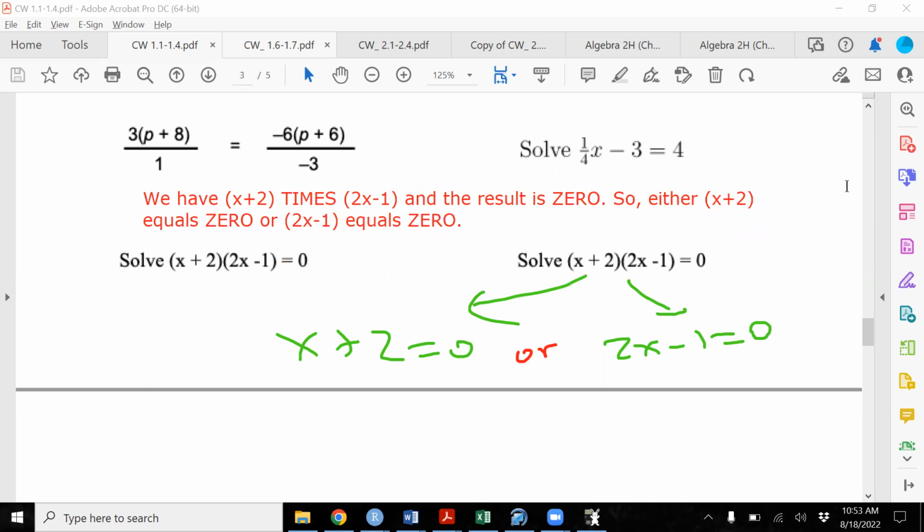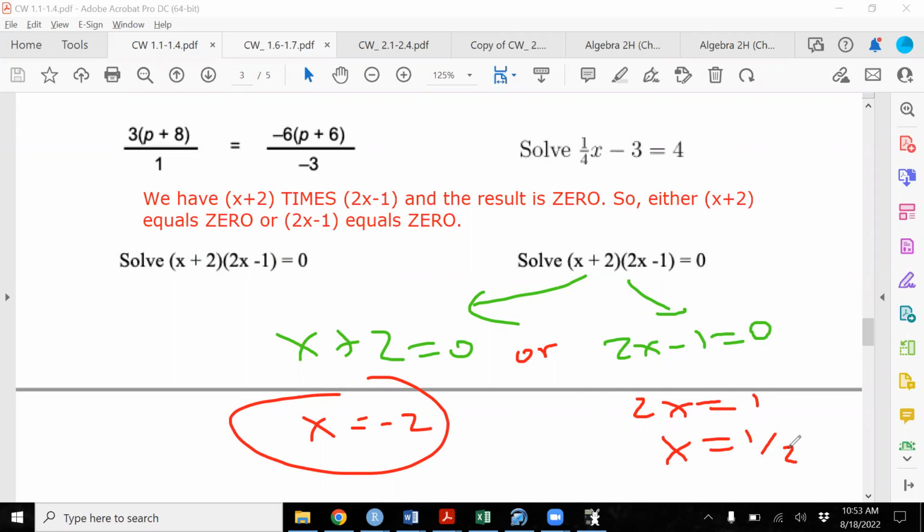So this is what this means, right? You have two sets of parentheses, so these are being multiplied. One of those two things has to be 0 for this to work. Now it becomes two simple linear equations. What are your answers going to be? You get negative 2 or you get 1/2. Exactly. Right.